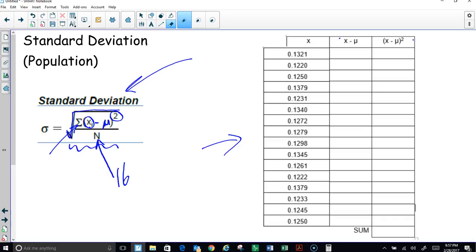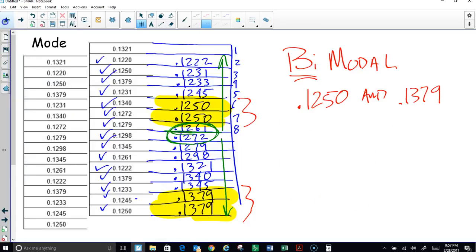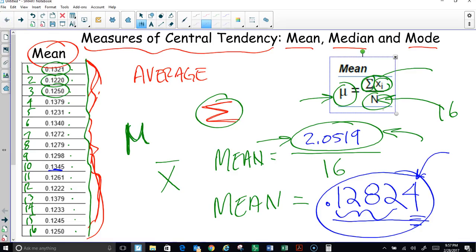So here's what we're going to do. First of all, what was the average? Because I need that. Up here you'll see I need to know what the average is in order to make this happen. So we go back and we remember, in this case I'm going to go back to that. The average was right here, 0.12824.